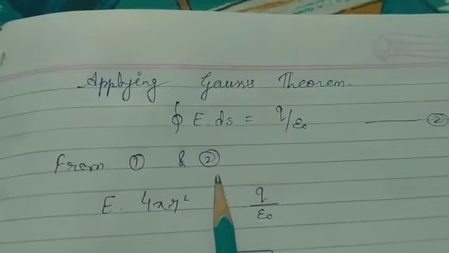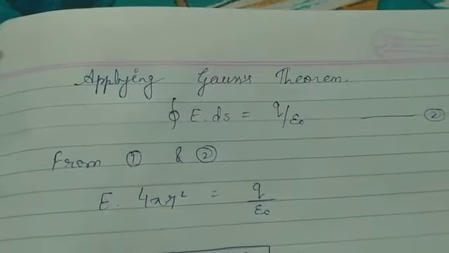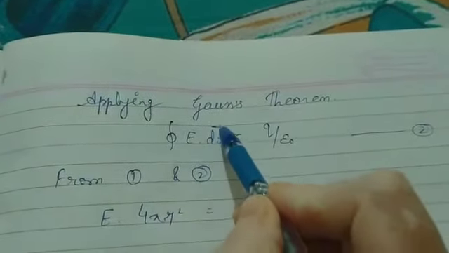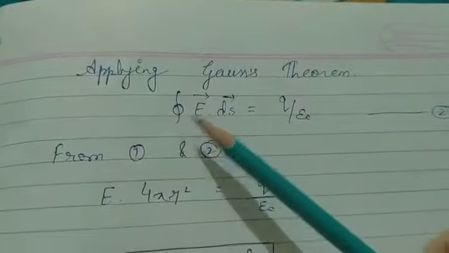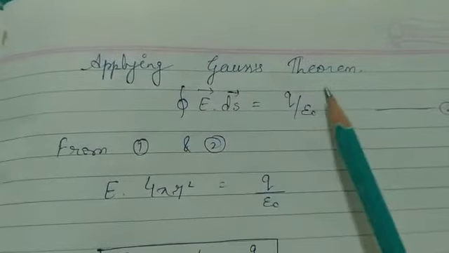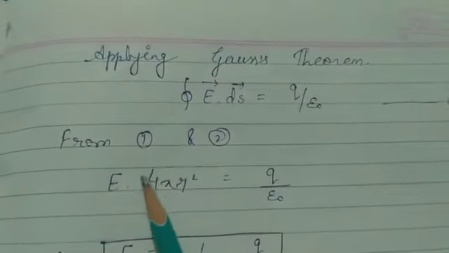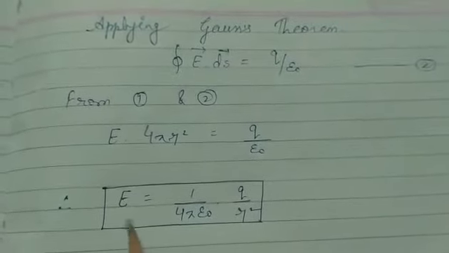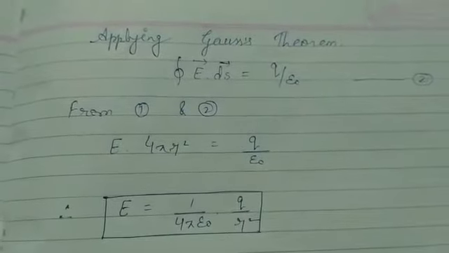From equations 1 and 2 we see both are the values of the closed surface integral of E dot ds. One more thing, students: the arrow sign will be there because they both are vector quantities. So the closed surface integral of E dot ds equals q upon epsilon naught from equations 1 and 2. When we equate 1 and 2, E into 4 pi r square equals q upon epsilon naught. When we transfer this value to this side and rearrange it, we get E equals 1 upon 4 pi epsilon naught times q upon r square.